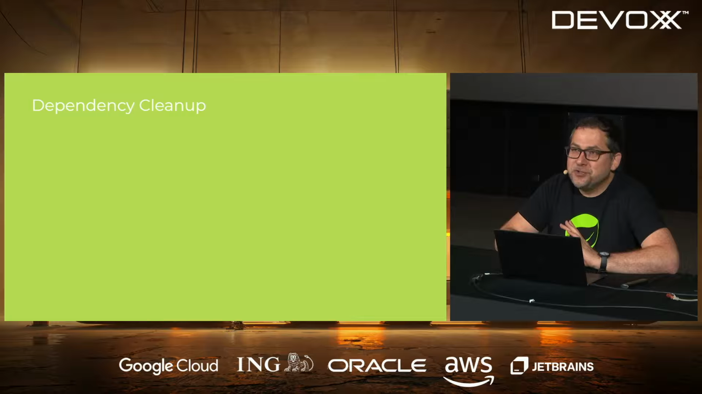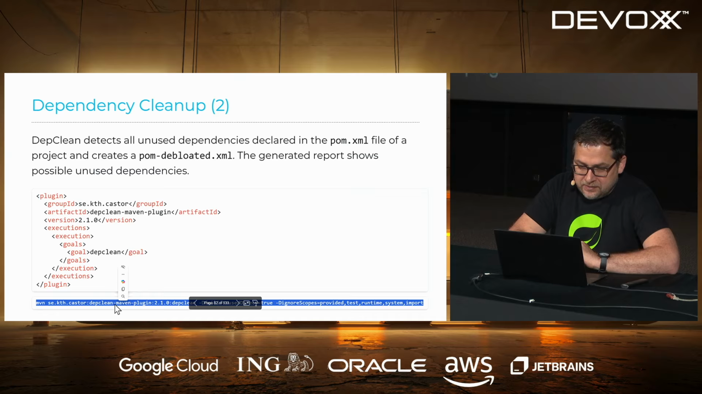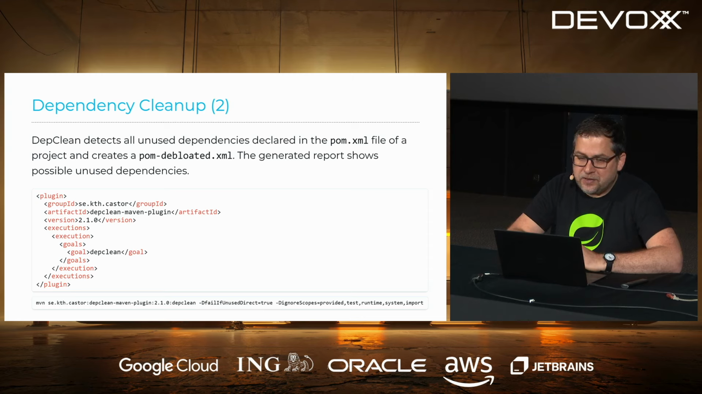So how could you do that? I stumbled across a thing which is actually called the depclean Maven plugin, and it was done by a person in Sweden working for a university. He's not there anymore, but that was kind of his PhD thesis, I believe, or at least in this area. And there was a tool created to find out what the dependencies of your applications are and which ones are used and which ones not.